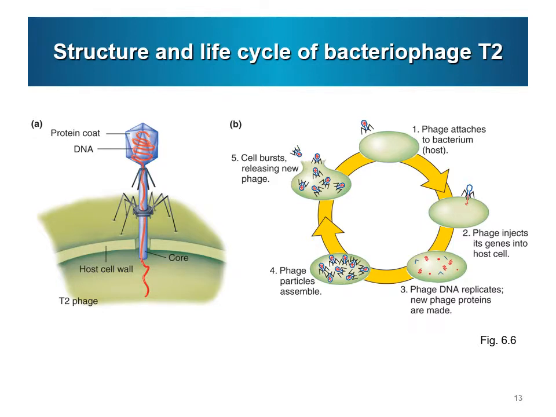And then in phase 3, the phage DNA replicates and new phage proteins are made. Then in step 4, the phage particles assemble, and the 5th part of the cycle is that cells burst and release new phages. So this is the whole cycle of bacterial phage transformation.